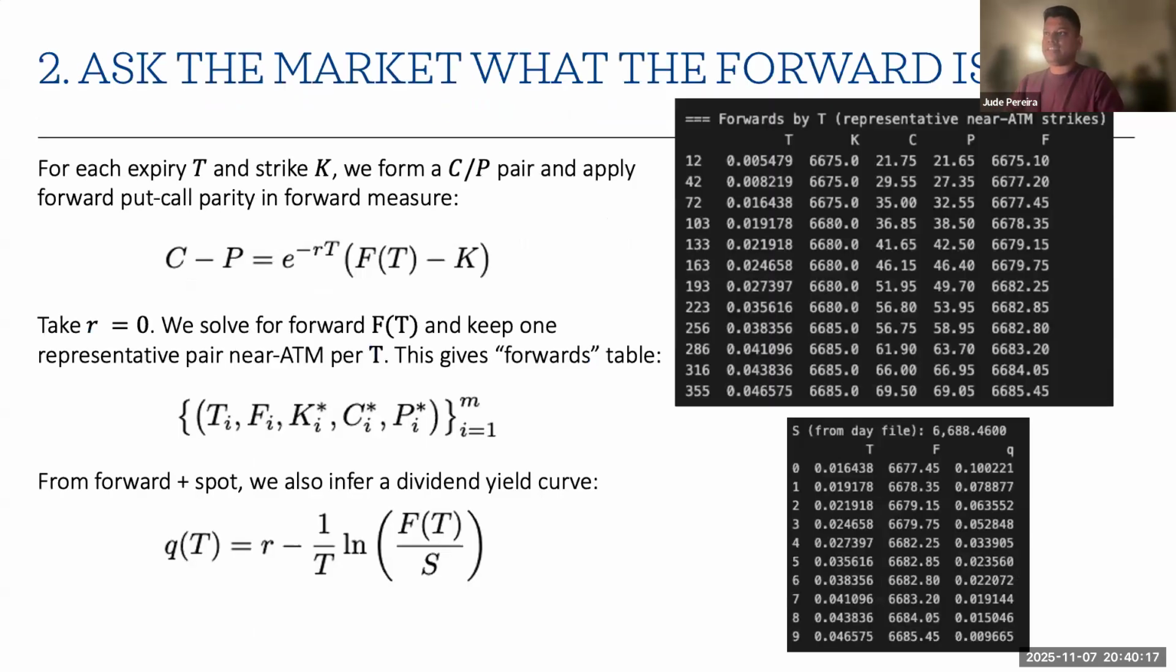The next thing we do is match the call and put pair and calculate the forward price using the call-put parity. You can see a snippet of my forwards table over here, and for now I keep the interest rate to be 0. And from my forward and the spot I also obtain the dividend yield curve. Another snippet of that is also provided over here.